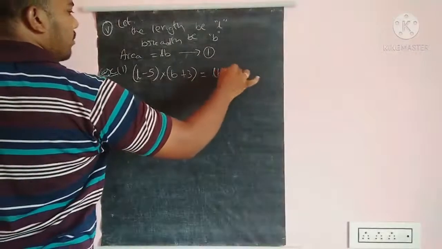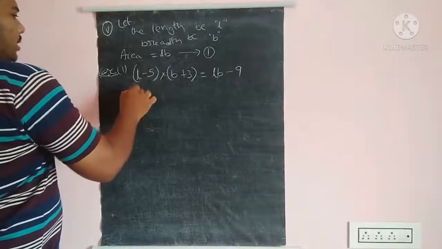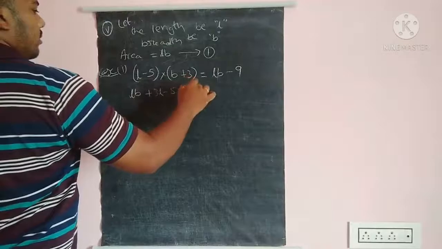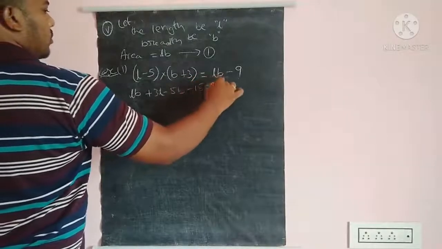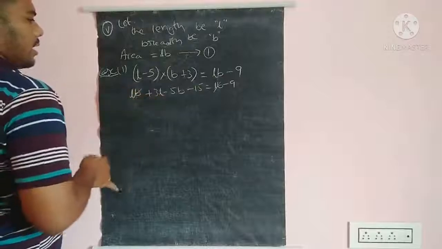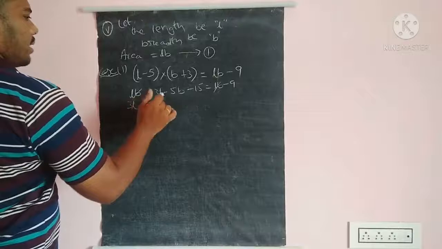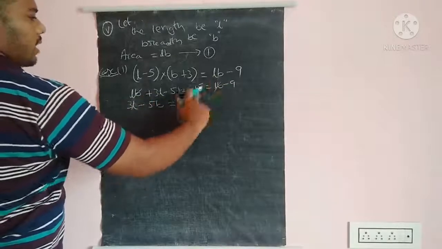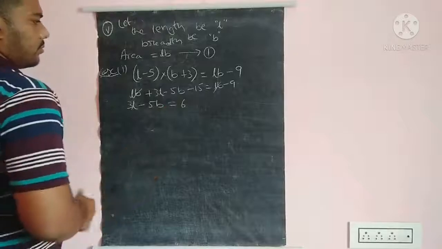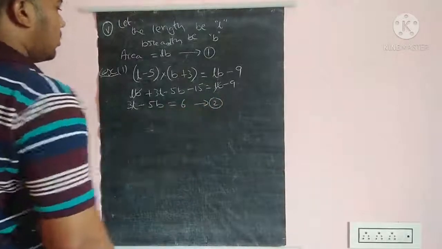So LB minus 9. Now if you multiply, LB plus 3L minus 5B minus 15 is equal to LB minus 9. LB is the original area. So 3L minus 5B is equal to minus 9 plus 15. You will get 6. That will be 2.